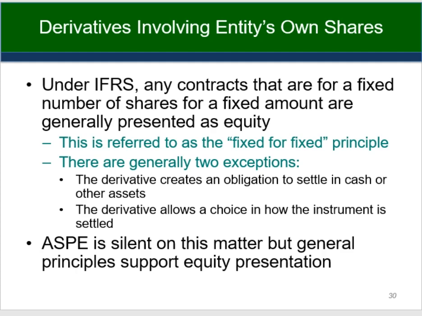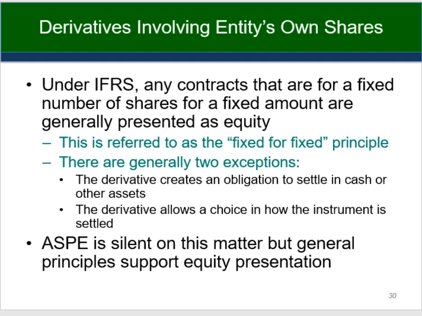So generally there are two exceptions to this rule. If the derivative creates an obligation to settle in cash or other assets, then it's not fixed shares for a fixed value. There may be a gain or loss, so the amount that you're actually going to receive as equity would not be established up front. So if the derivative creates an obligation to settle in cash or other assets, or if the derivative allows a choice in how the instrument is settled, then it doesn't meet the fixed for fixed principle.